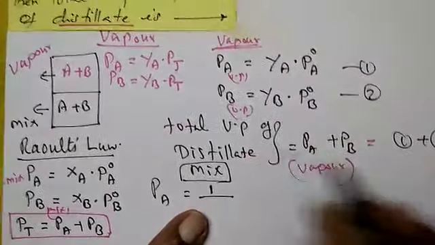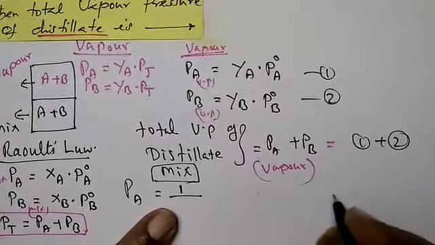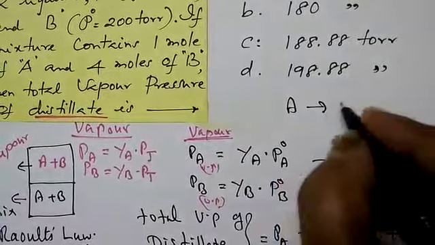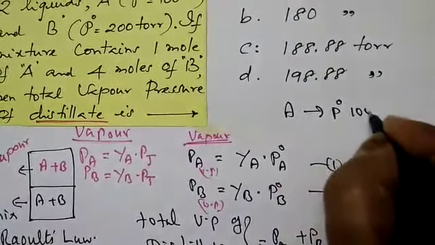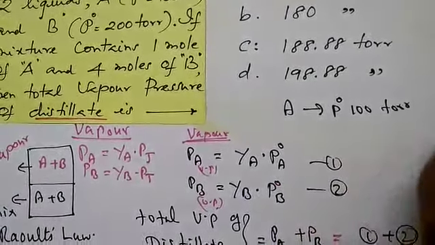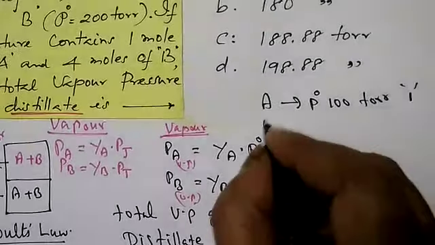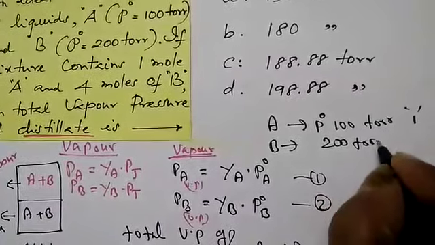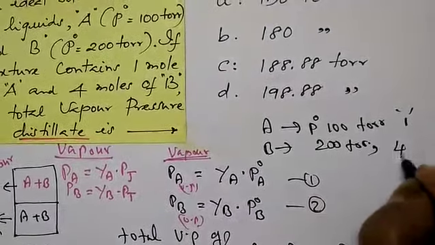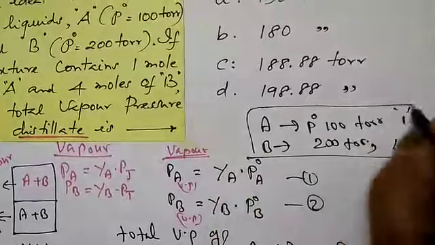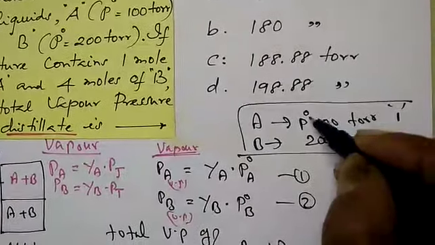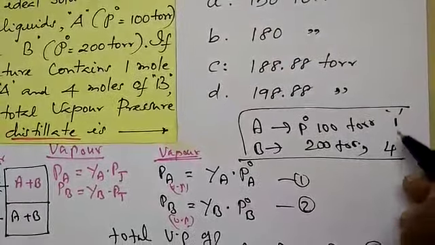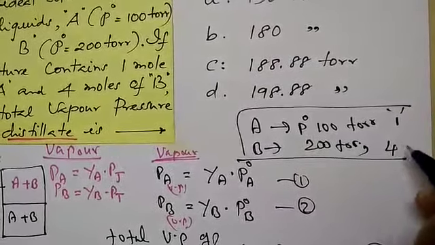In the sum, now I am giving the data here. Let me write. For A, the P naught value is 100 torr, and the number of moles is 1. For B, the P naught value is 200 torr, and the number of moles is 4. This is the given data. Again I am repeating: the vapor pressure of pure A is 100, and the number of moles is 1. So the total number of moles is 1 plus 4, that is 5.